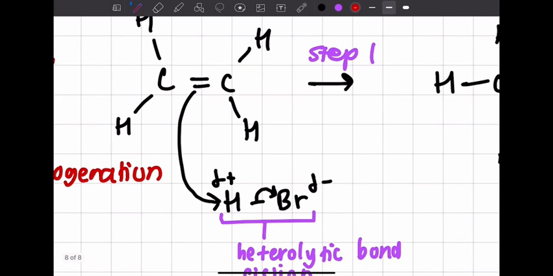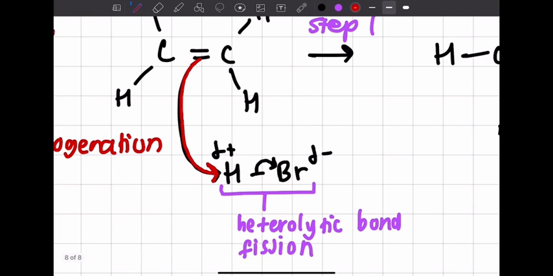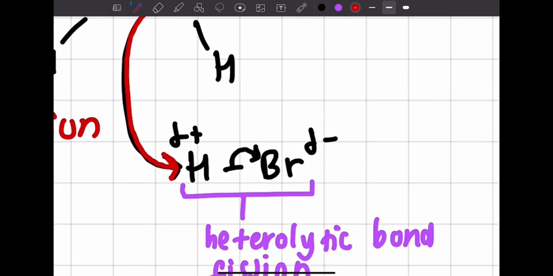And these arrows that you see here are actually strategically placed, and they're highly intentional. So you can see that this arrow is placed like this, pointing towards the hydrogen. And you might be wondering, why is it going to the hydrogen and not the bromine? Well, that's also quite simple.